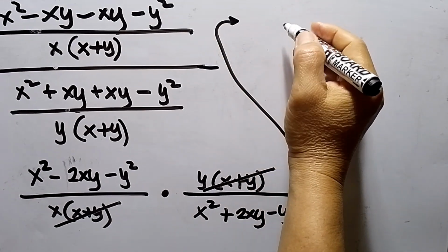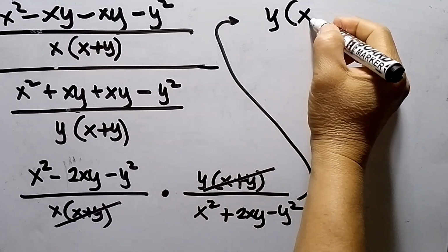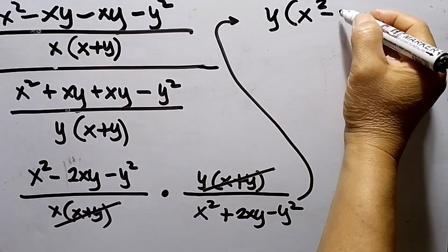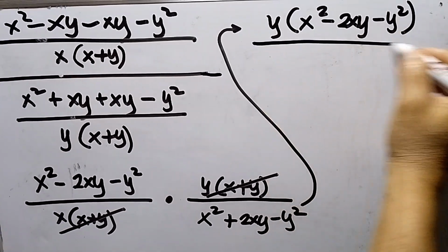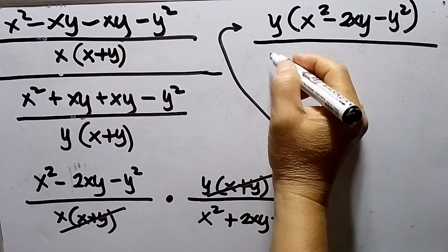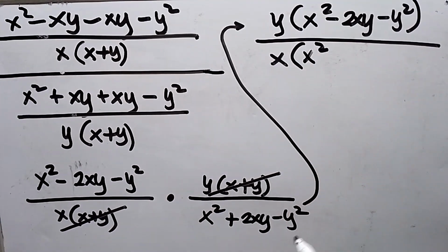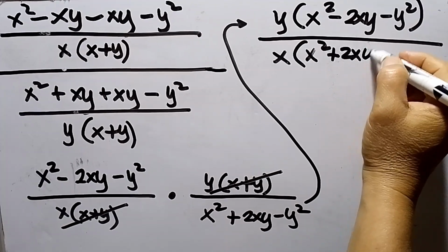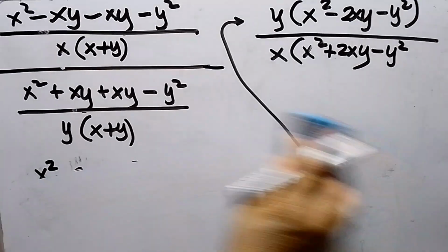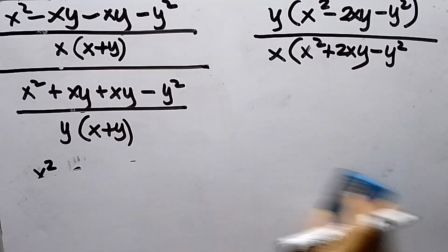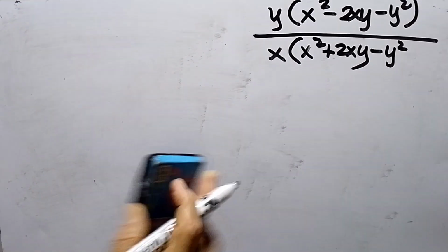So this will be y times, round brackets, x squared minus 2xy minus y squared. Then I have x, copy this one, x squared plus 2xy, then minus y squared. I need to distribute the monomial factor, both numerator and denominator.